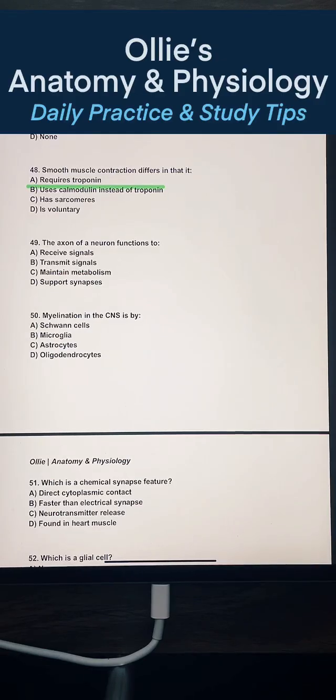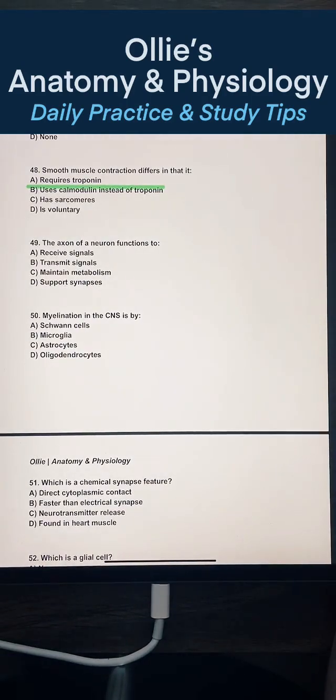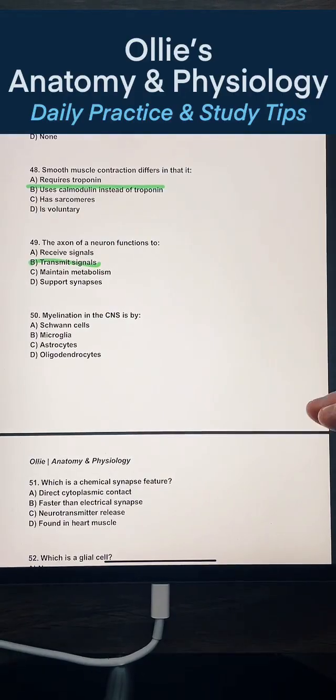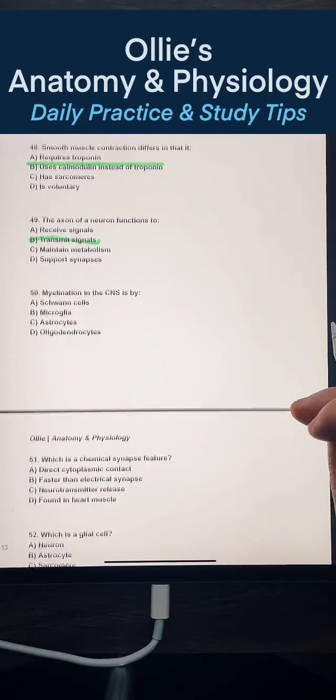Number 49, the axon of a neuron functions to what? A, B, C, or D? Number 49, the axon of a neuron is going to function to B. It is going to transmit signals. Axons are the long extensions sending action potentials away from the soma, or the cell body. The dendrites will receive it.